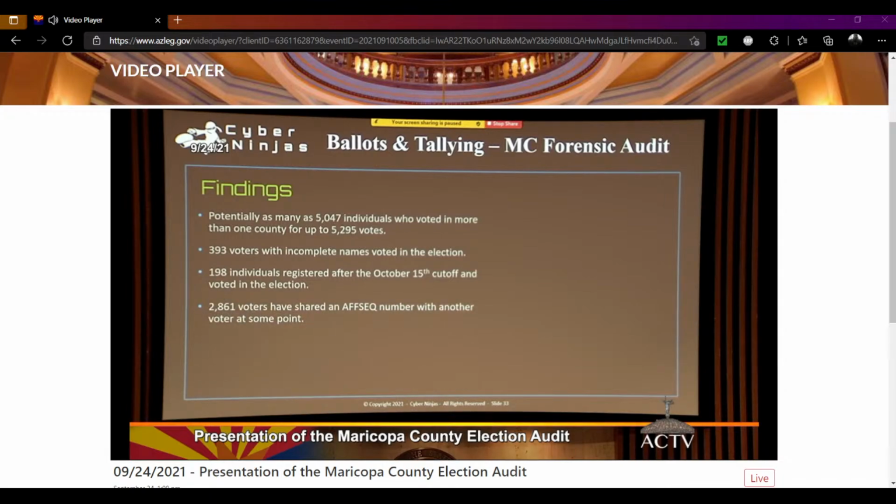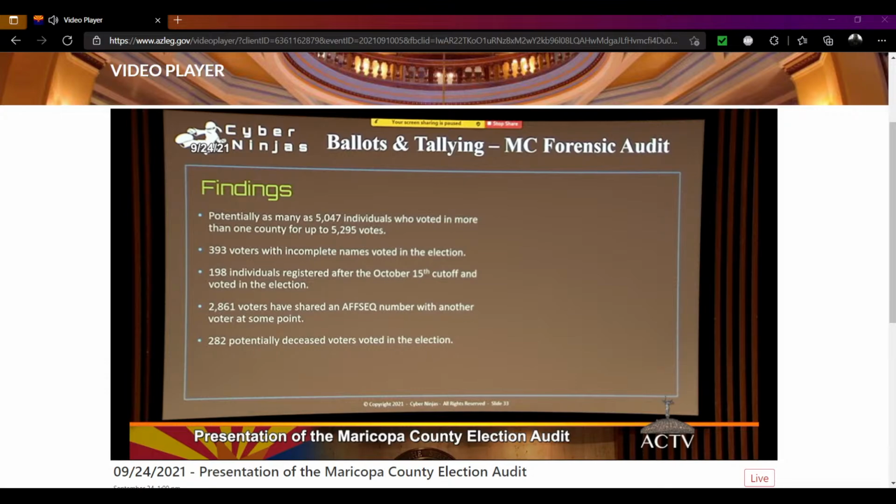And we had 2,861 voters who have shared an AFSEEK number with another voter at some point in time. We don't know exactly what that means, but based on the descriptions of everything that's happened in the system, it suggests there may be some integrity issues with the data. When impossible situations happen in a system, and you've got integrity systems in something as important as the voter rolls, there would be a concern.